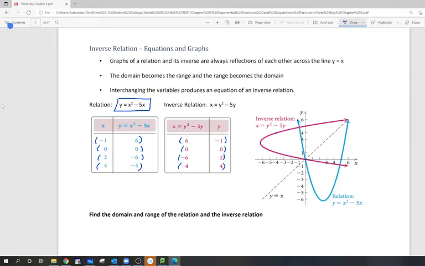Now, if you've done it correctly, what I want you to notice is that the graphs of a relation and its inverse are always reflections of each other over the line y equals x.